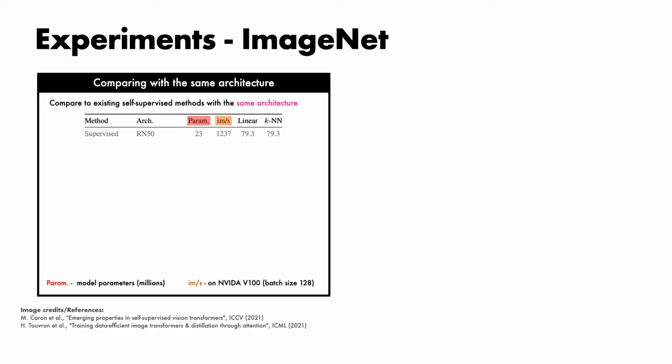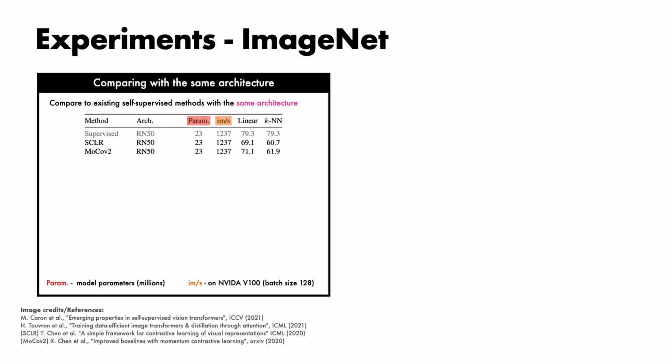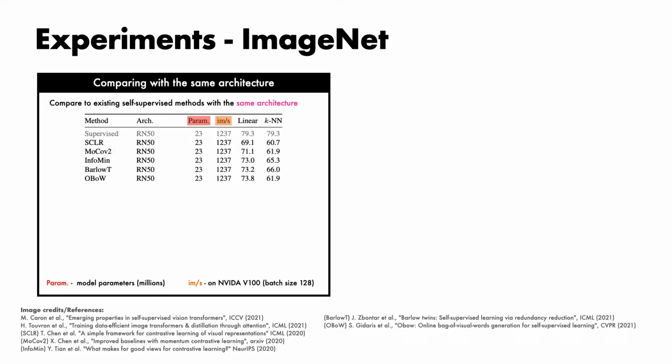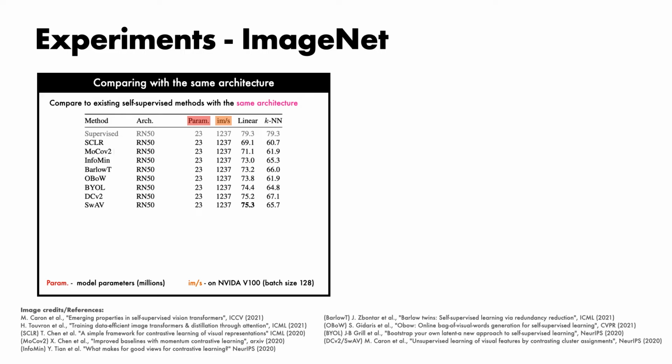As self-supervised baselines, comparisons are provided with SimCLR, MoCo v2, InfoMin, Barlow Twins, Online Bag of Visual Words, BYOL, DeepCluster v2, and SwAV. In this setting, it is found that DINO performs similarly to SwAV under a linear protocol and slightly better under a k-nearest neighbor protocol. The key takeaway here is that for ResNet-50, DINO is competitive with the best prior work.